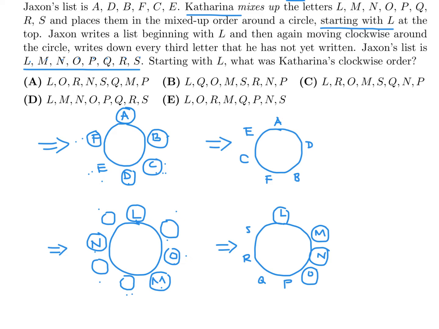Next one is P. So 1, 2, 3. So the P goes up here. Next one is Q. So 1, 2, 3. Q goes here. Hopefully I haven't made any mistakes. R is next. So 1, 2, and then 3 again. So R here. And then finally the S goes there. So L, R, O, M, S, Q, N, P. L, R, O, M, S, N, Q. Oh, this one right here. Got it? Okay, so that was not too bad.